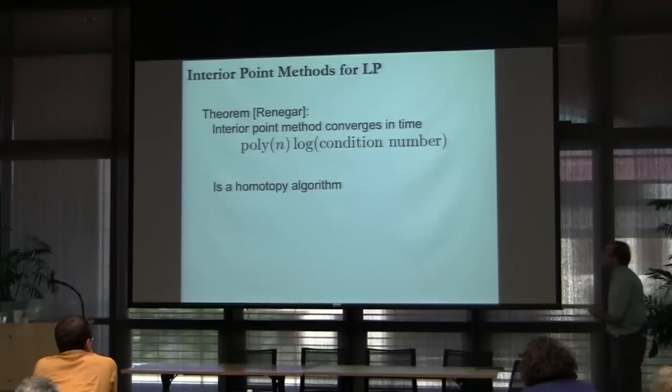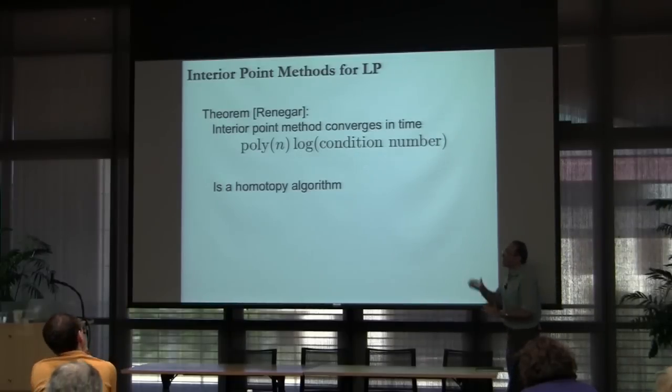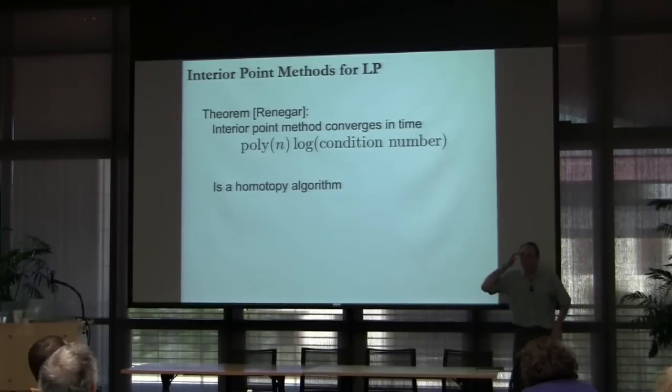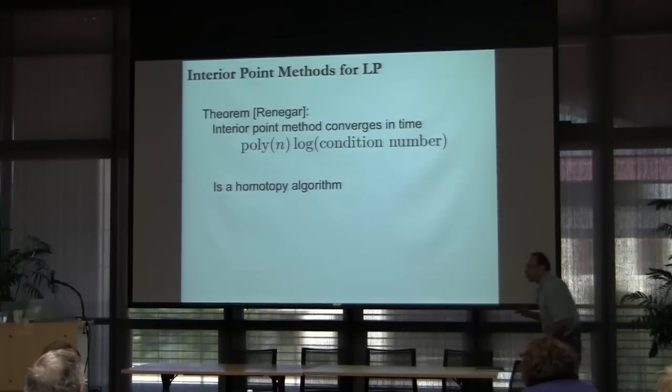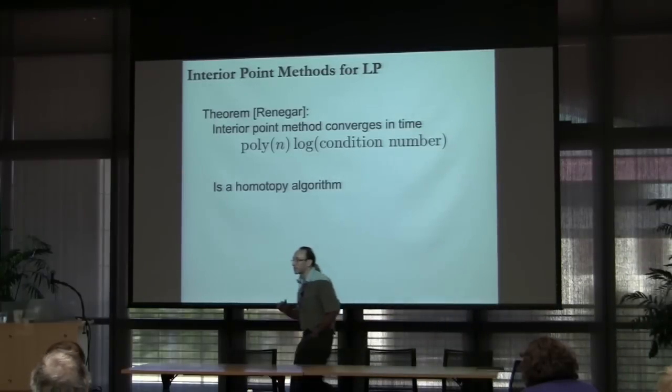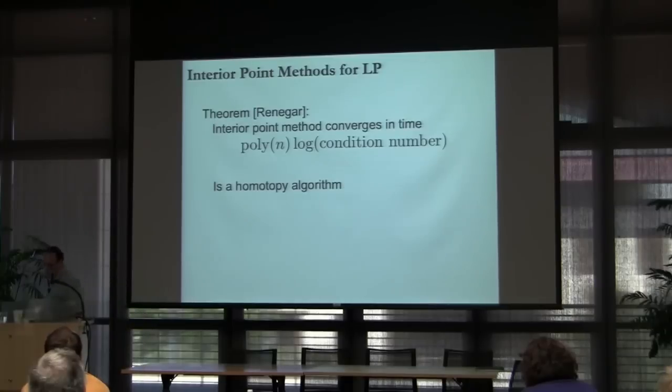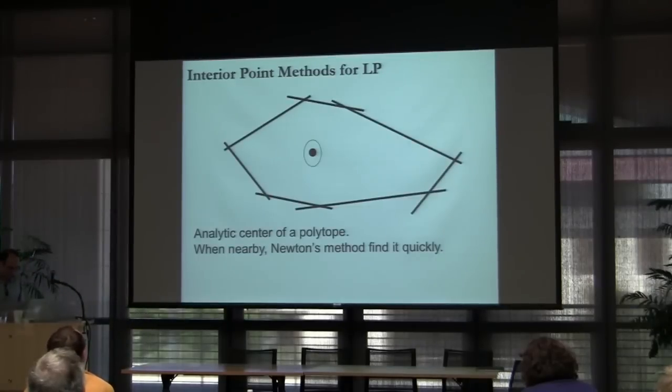The key point is that the running time of the algorithm depends on the condition number. What I want to point out is that this method is also a homotopy method. I mean, there are many variants of interior point methods. Some of them are homotopy methods, some are not. Renegar's preferred one is. So let me try to briefly explain to you how that works.